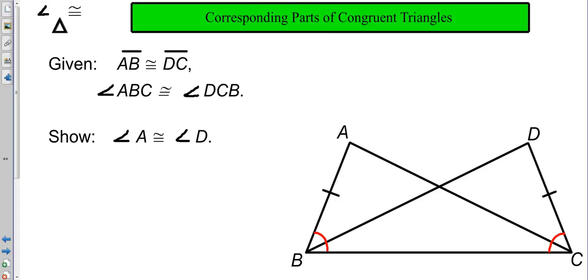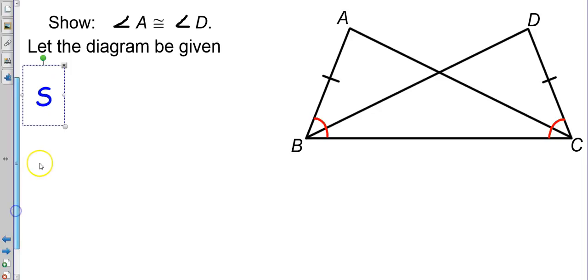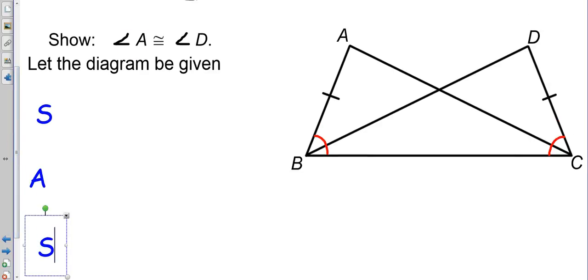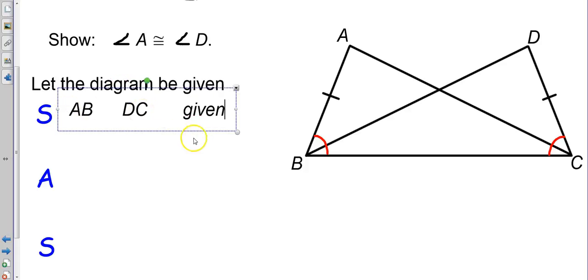So let's go ahead and start with the stuff that we need. The first thing we need is let the diagram be given. And that's true for any proof. So let's go ahead and lay this out. We need a side argument, and then an angle argument, and then another side argument. And I'll show you where those come from here in a second. So the first thing that we're going to look at is the given information. We know that AB is congruent to DC, so let's go ahead and use that information. AB congruent to DC. And that's given information. So our justification is that it's given.